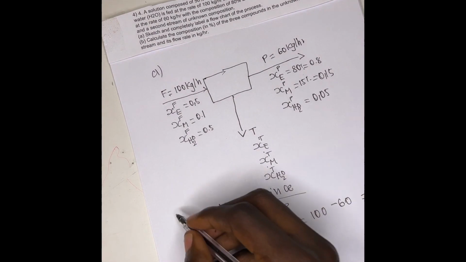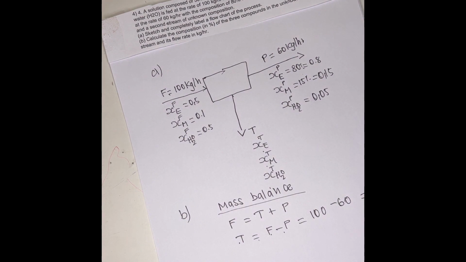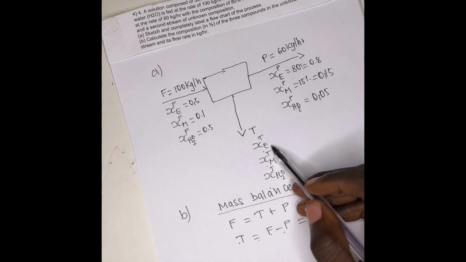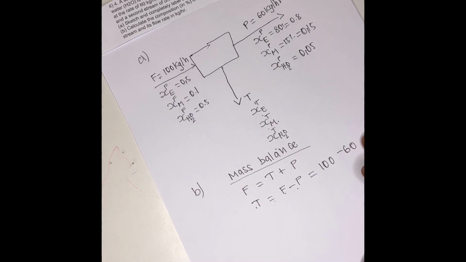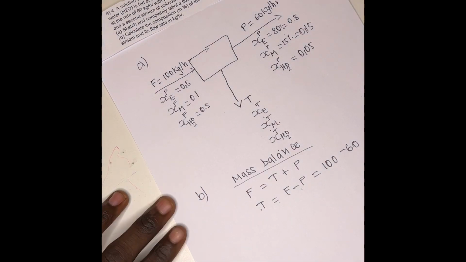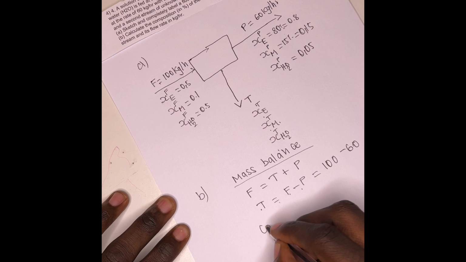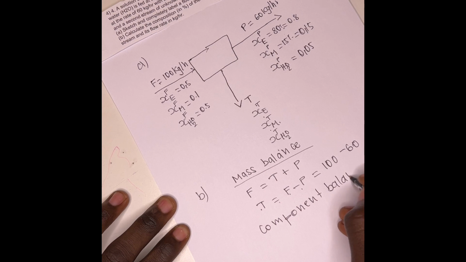So we already solved our T, which is the unknown mass flow rate, 40 kilograms per hour. Now what do we need? Again, we need to find the X of ethanol, methanol, and water. Remember what I told you: when you have something like this, you have to do the mass balance of each one. So we do the component balance of ethanol, methanol, and water.